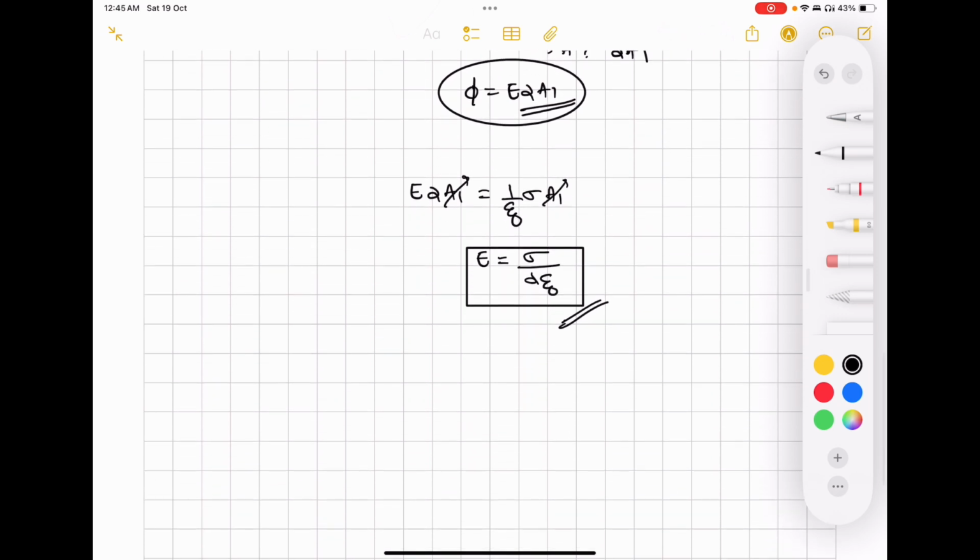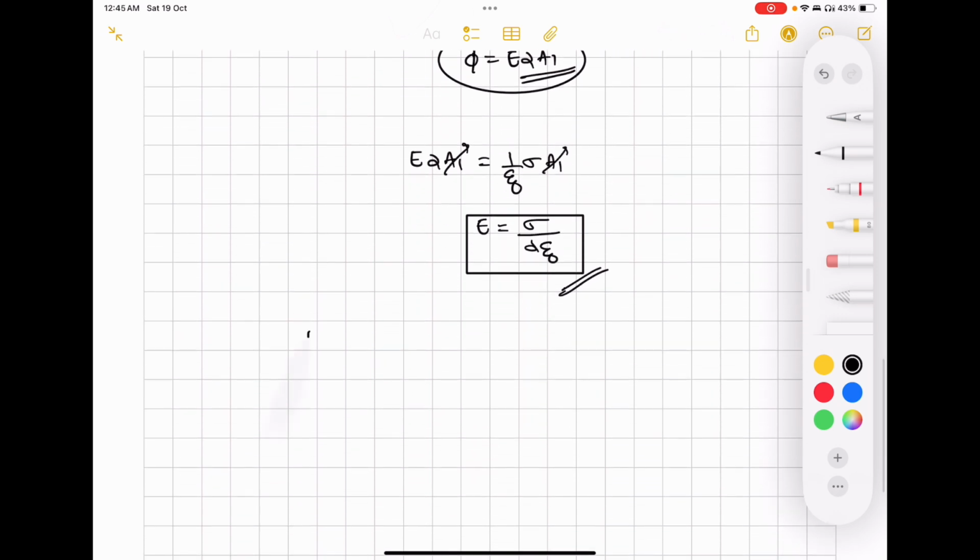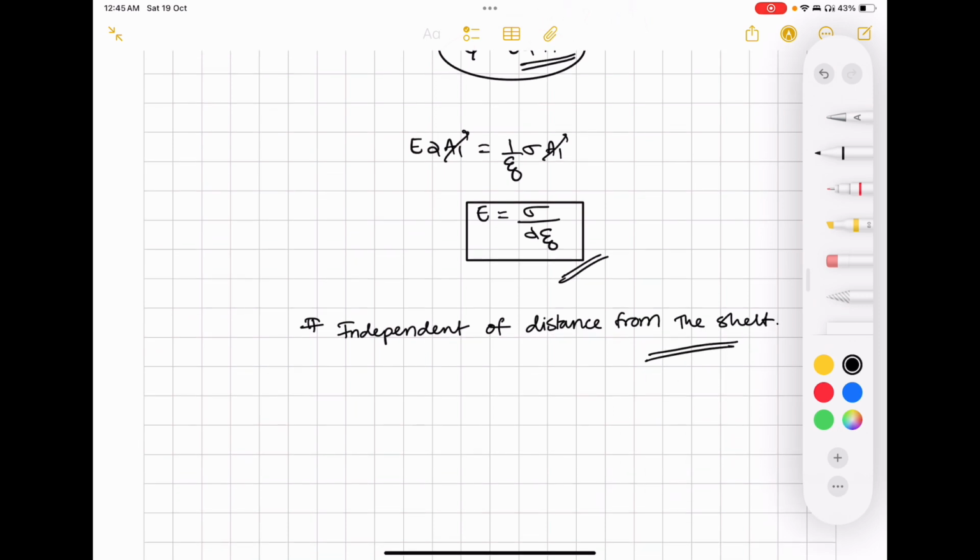From this, it is very clear that this electric field is independent of distance from the sheet. So we will be having the same electric field everywhere around this sheet of charge.